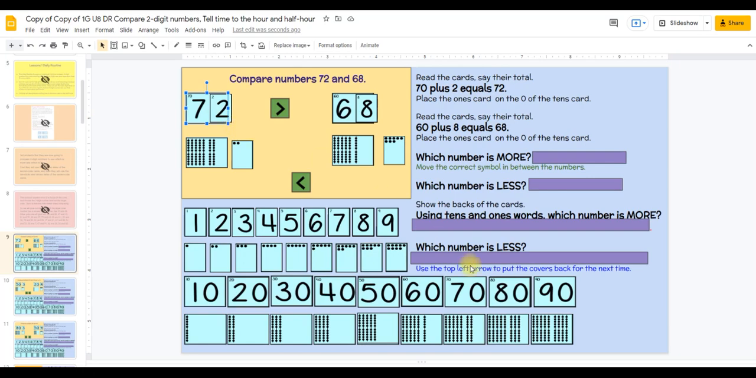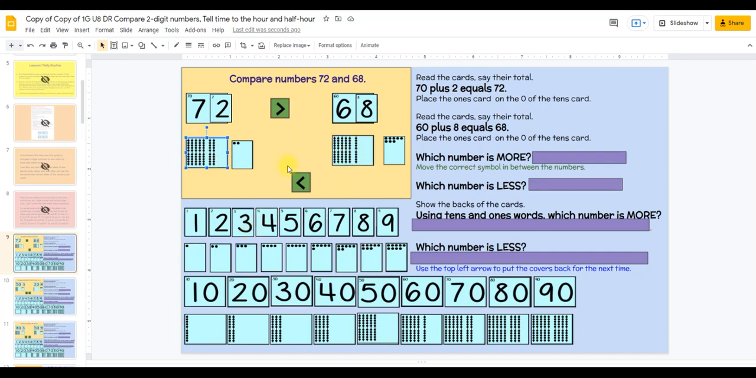Using tens and ones words, which number is more? 72 is more than 68 because 7 tens is more than 6 tens. Which number is less? 68 is less than 72 because 6 tens is less than 7 tens. And you can see underneath we have those cards with the quantity drawing underneath, so students can see very clearly that this number has less tens than this number.